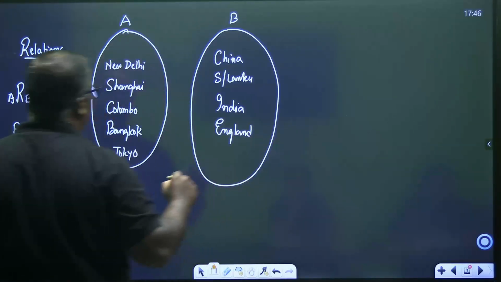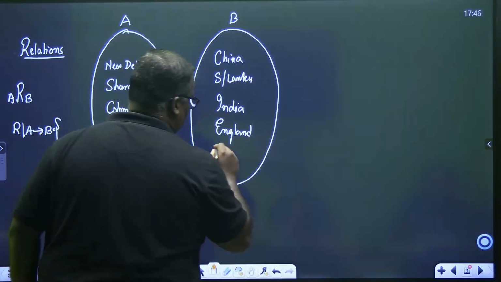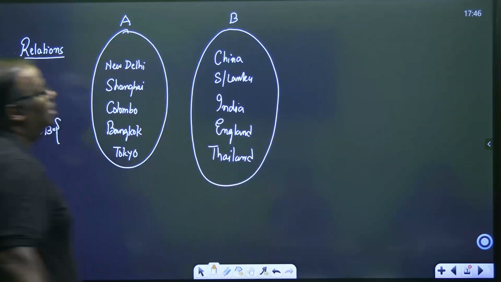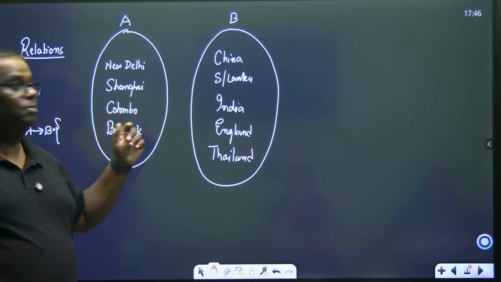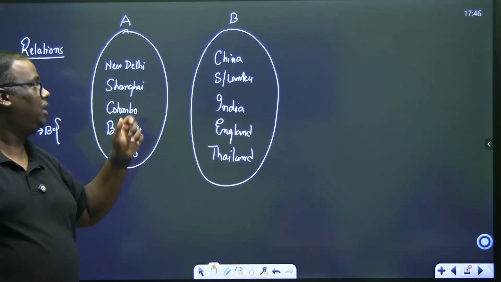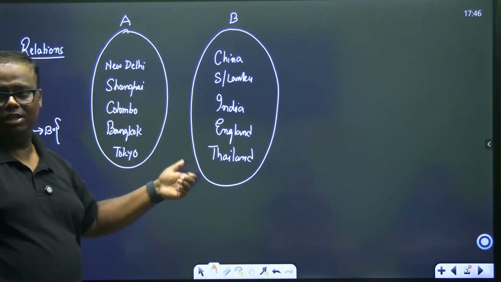And 2, 3, 4, 5, 1, 2, 3, 4, and say I've got another country called Thailand. Now see, A, B. If you want to see the Cartesian product between A and B, you can have ordered pairs. New Delhi, China is an ordered pair. New Delhi, Sri Lanka is an ordered pair. New Delhi, India is an ordered pair. New Delhi, England is an ordered pair. New Delhi, Thailand is an ordered pair.